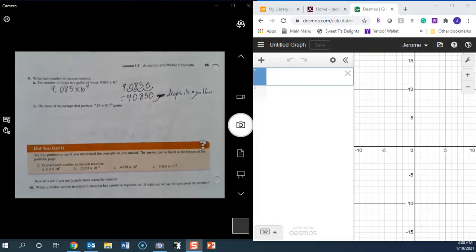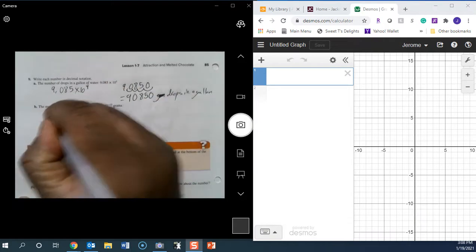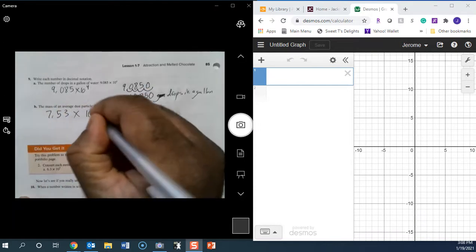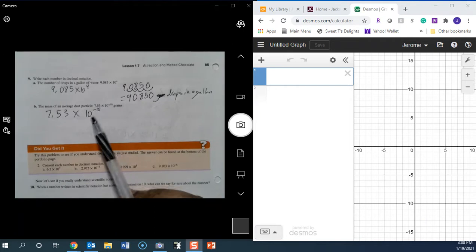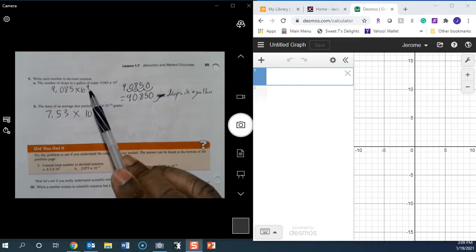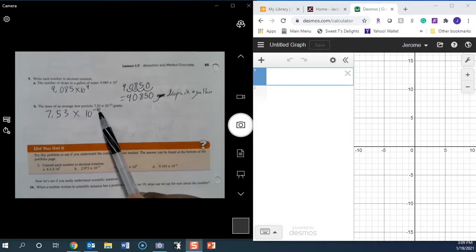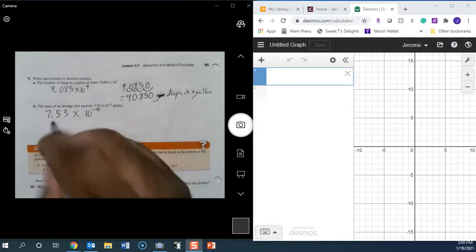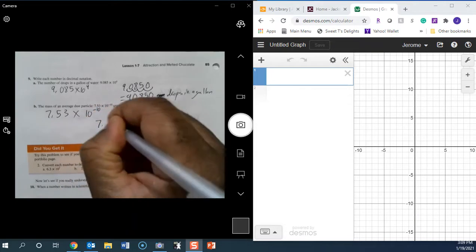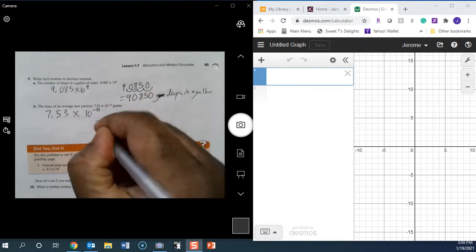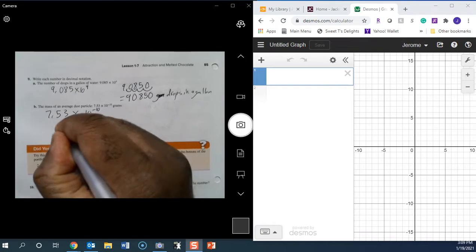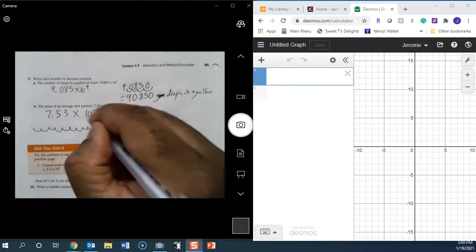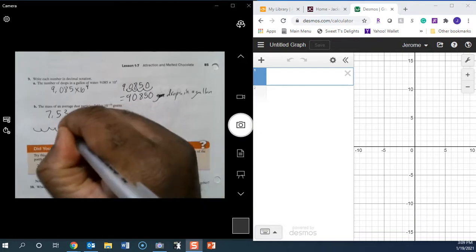Okay, B. The mass of an average dust particle is 7.53 times 10 to the negative 10 grams. Okay, so we would take 7.53 times 10 to the negative 10th power. Now again, since this is negative, like this was positive, we move to the right. This is negative, that means we move to the left. So we have to move this decimal to the left 10 places. So we'll go 1, 2, 3, 4, 5, 6, 7, 8, 9, 10. And in all of these spots here, we will put zeros.